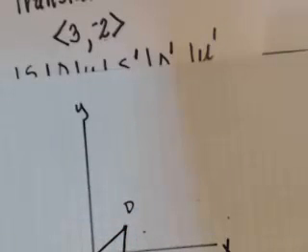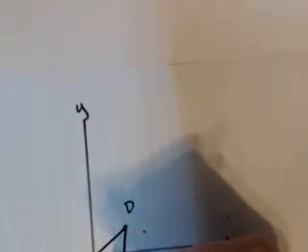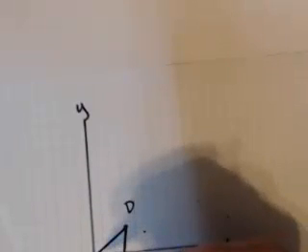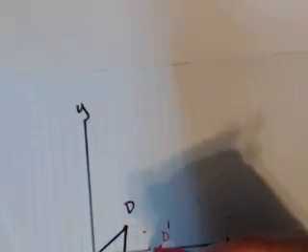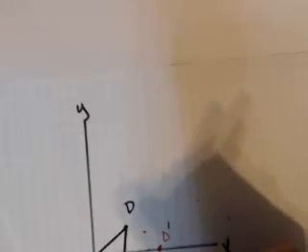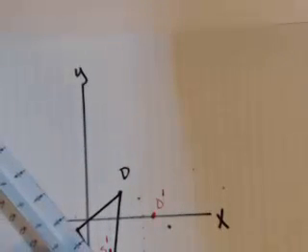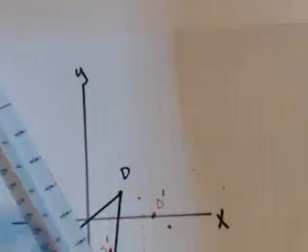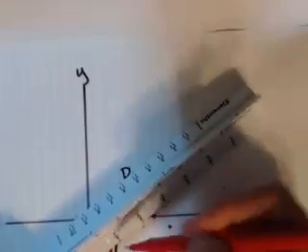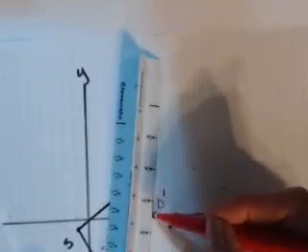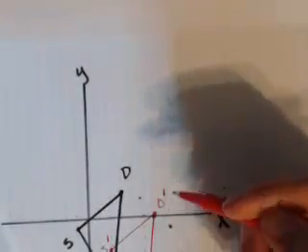Now to get the image, I'm going to use a different color pen, and I will plot 2, -3, and that is S prime, 6, 0, which is D prime, and 5, -8, and that will be U prime. So I connect with a straight edge, and we have our transformation.